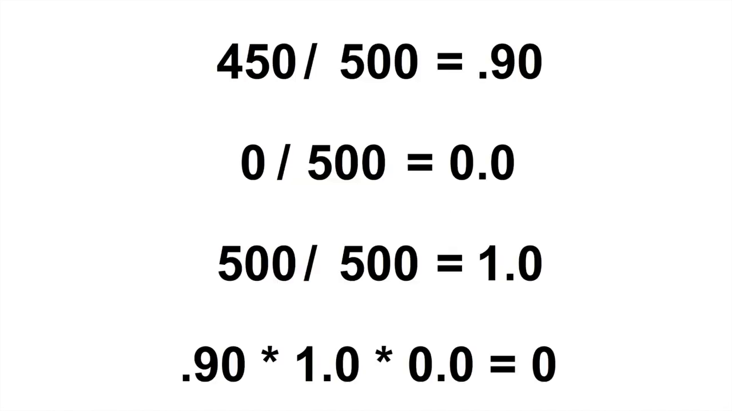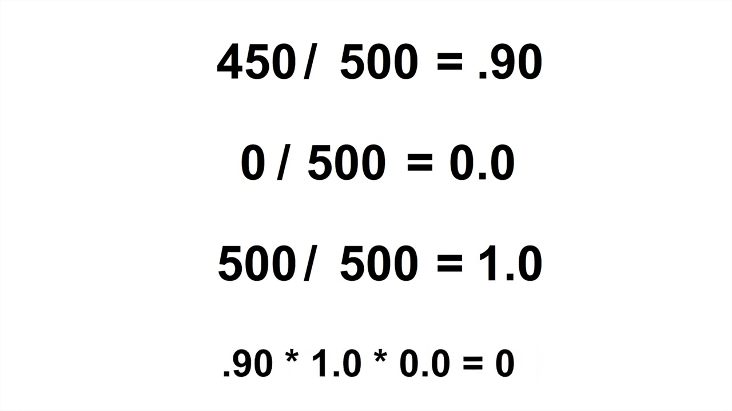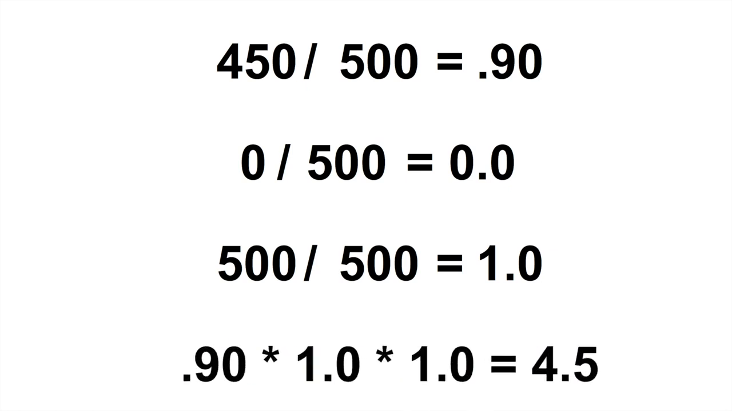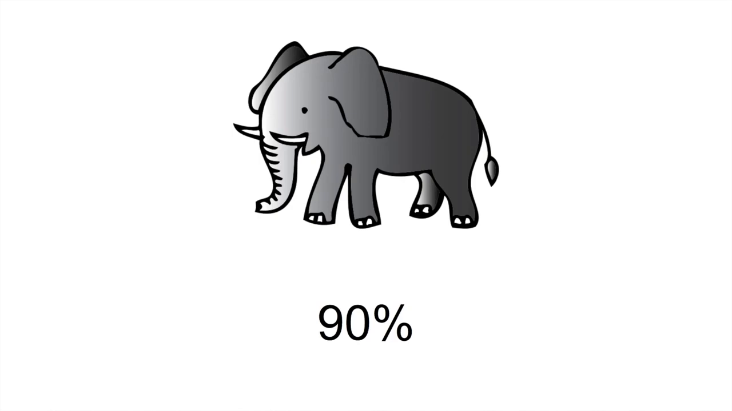In order to avoid this, the classifier would increase the count of the variable with 0 to 1 in the numerator, so the probability would never become 0. This method is called Laplace correction. So in our example, the elephant would actually have a 90% probability.